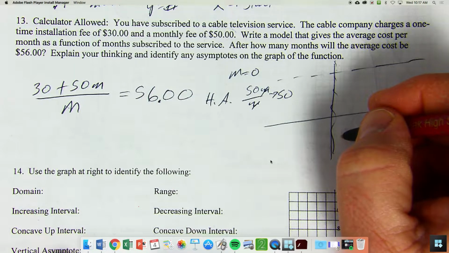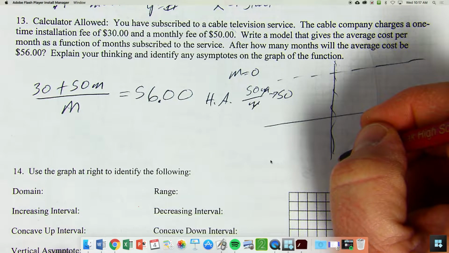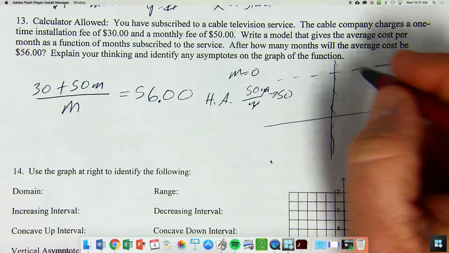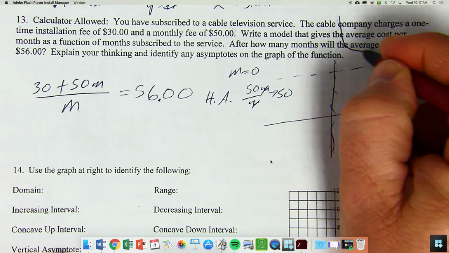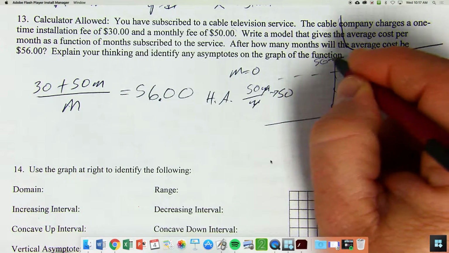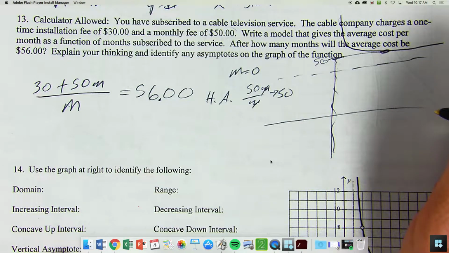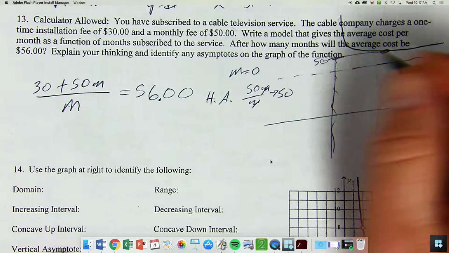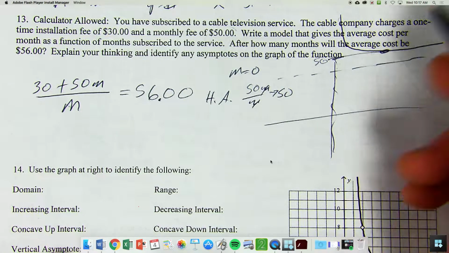And then it's going to look something, if I'm not mistaken, like this. And then 56 is right up here, and the question is, when does that happen? After how many months do they want you to find it? You've got a couple options here.